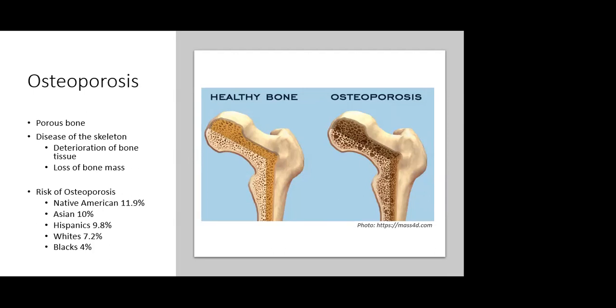Native Americans have a high prevalent risk of osteoporosis at 11.9%, followed by Asians at 10%, the Hispanic group at 9.8%, white individuals at 7.2%, and Black individuals at 4%.